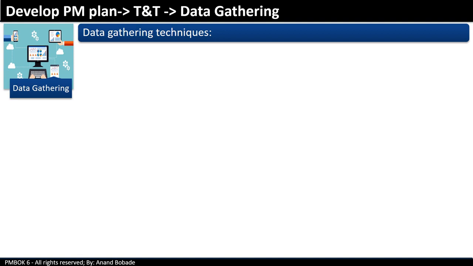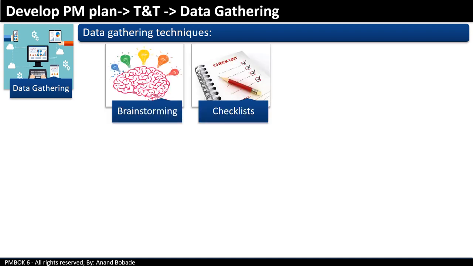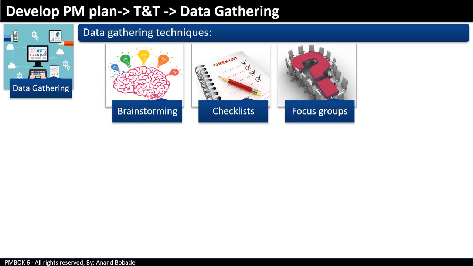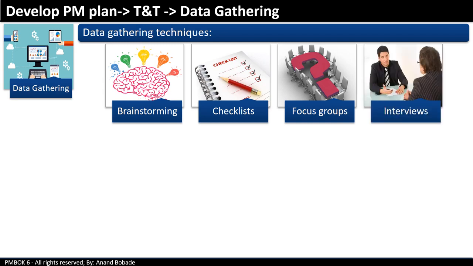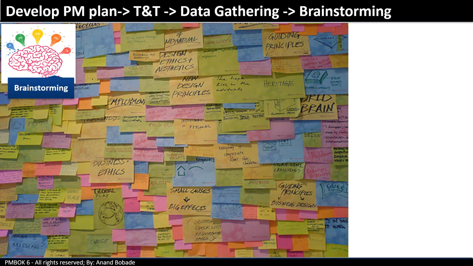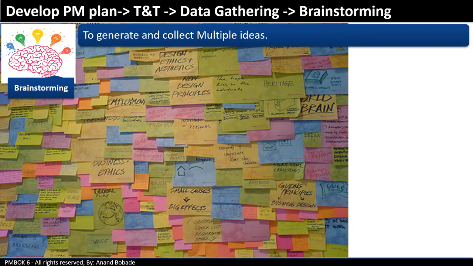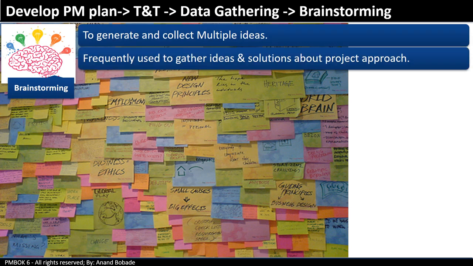Data gathering techniques. The following data gathering techniques might be used: brainstorming, checklist, focus group, interviews. Let's look at them one by one. Brainstorming. A general data gathering and creativity technique that can be used to generate and collect multiple ideas. It is frequently used to gather ideas and solutions about project approach.